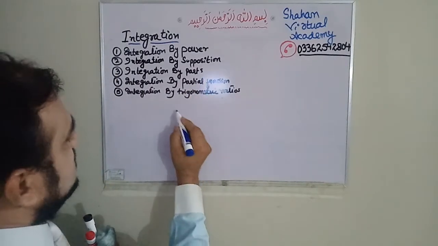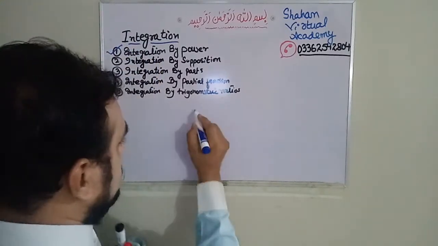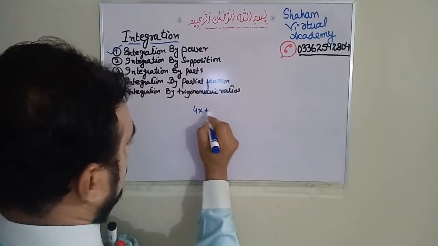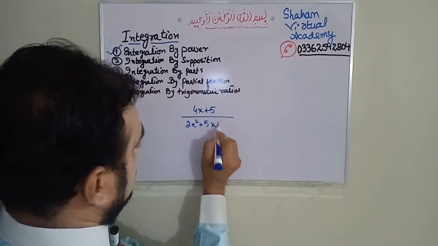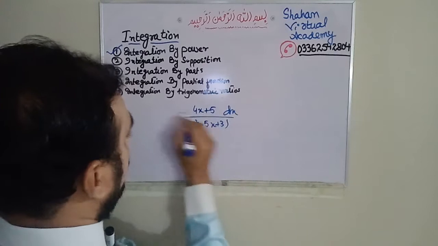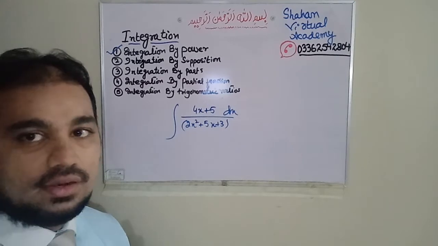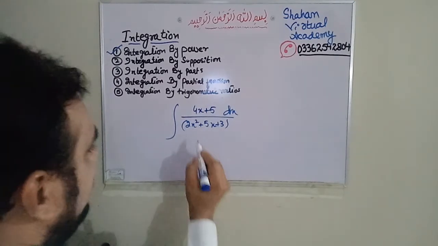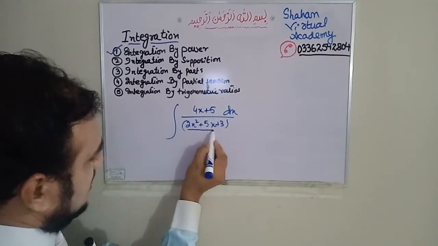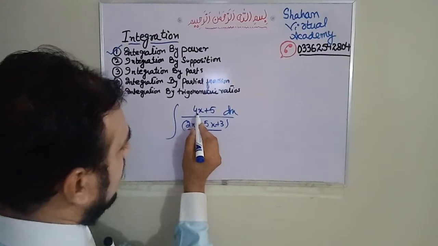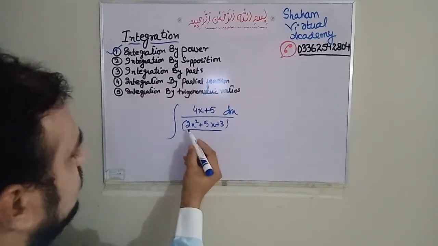So what is integration by substitution? We have a polynomial fraction, for example, 4x plus 5 divided by 2x squared plus 5x plus 3 dx. How can we do that? It seems very typical, but it is not. We see that if we differentiate the denominator, its derivative is the numerator above.